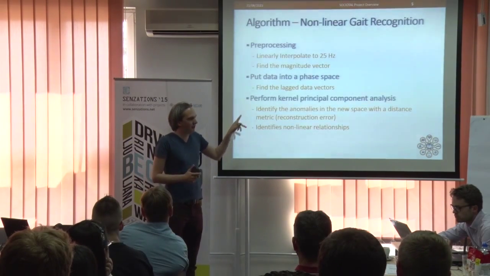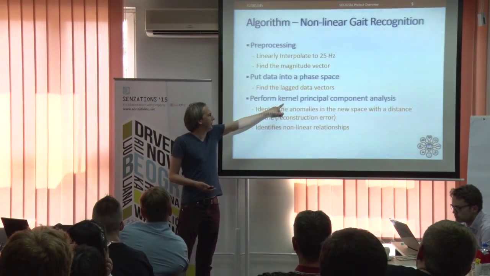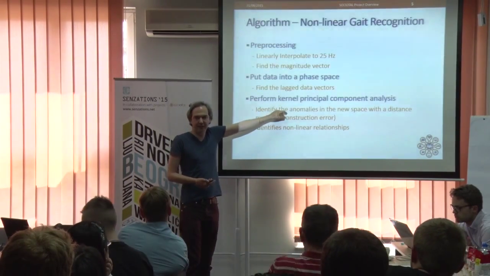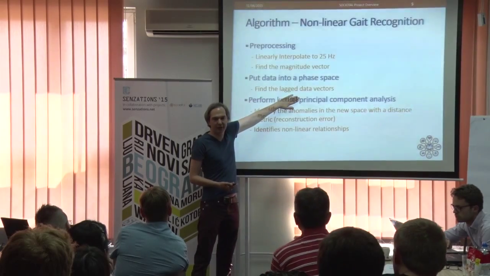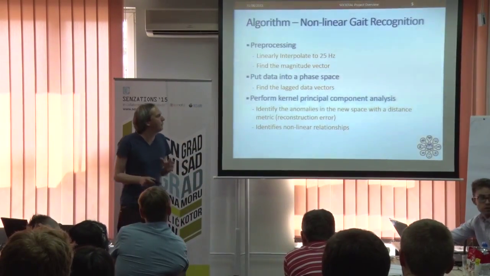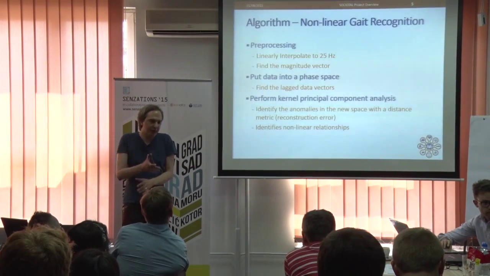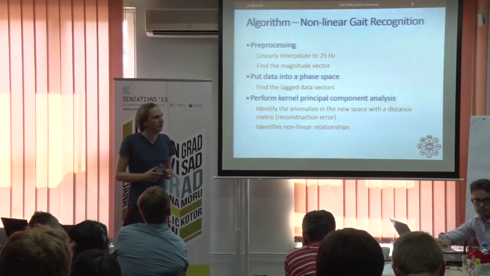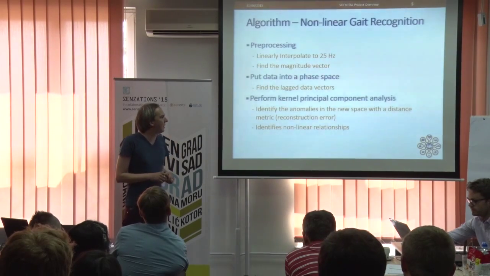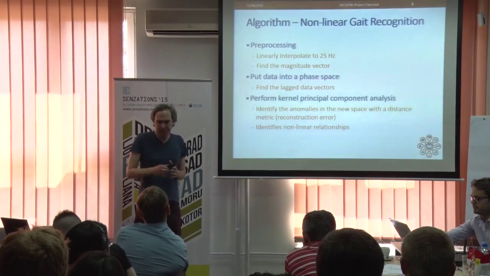We put the data into a phase space to keep the time element. And then we use a technique called kernel principal component analysis, similar to principal component analysis, if you've heard of this. And we can use this to construct a model of normal data, and then with this we can determine when the walking pattern has differed.